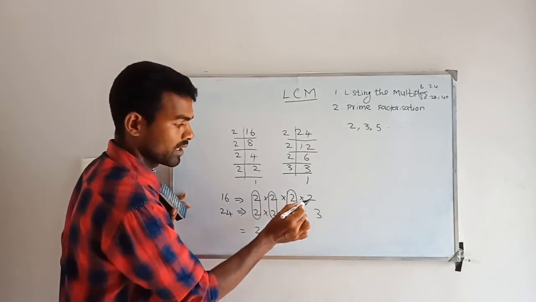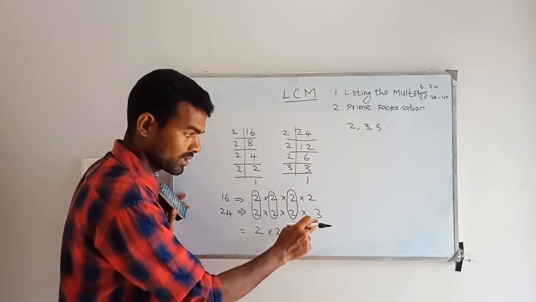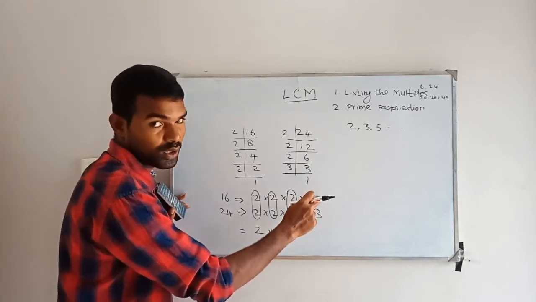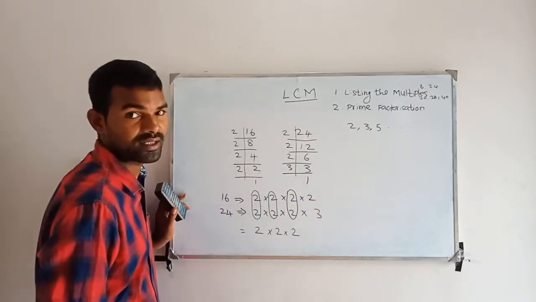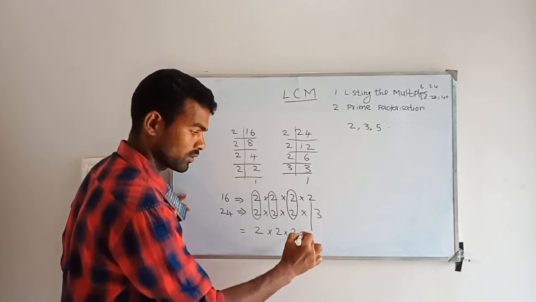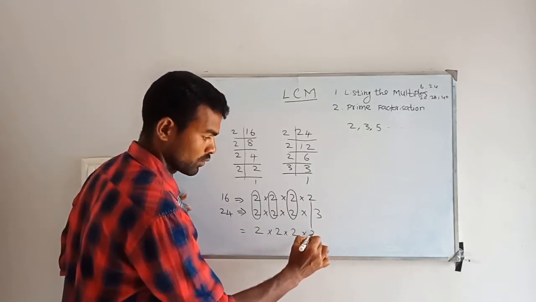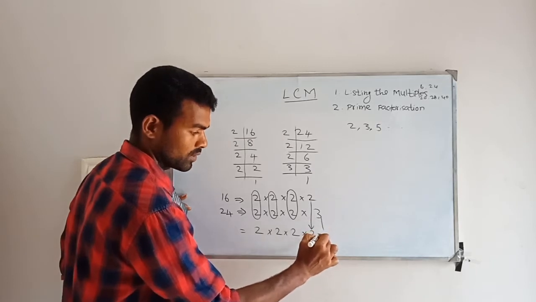Now see that after the common factors, some extra factors are also coming. See here 1 time 2 is coming, but there is no 2 there. But here 3 is there, but upside there is no 3. So what to do this time? This is called the extra factor. So write the extra factor also down. 2, and this 3. Bring down 3.